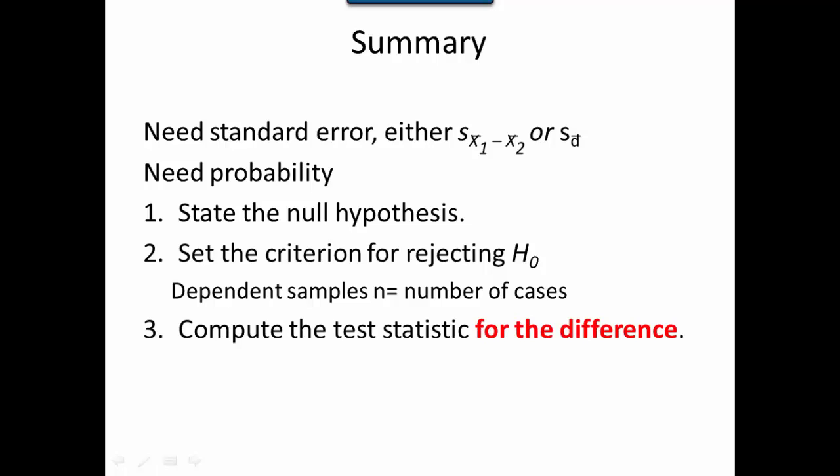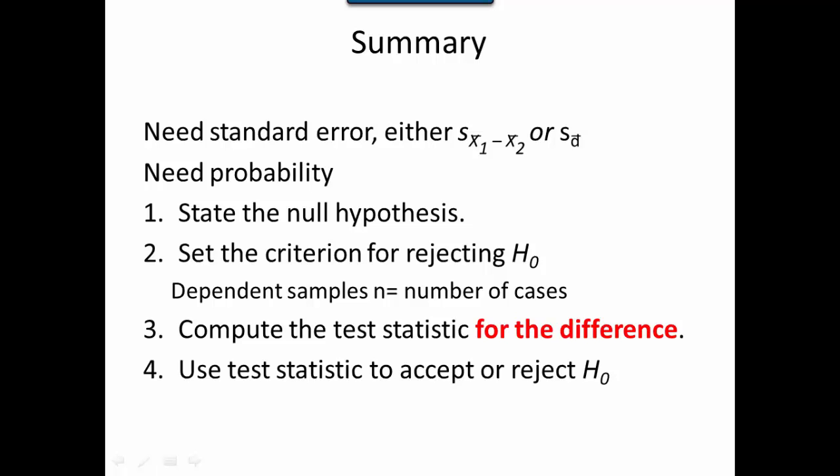Finally, you compute your test statistic for the difference or the change. And finally, you use that test statistic to accept or reject the null hypothesis. If your test statistic is much larger in absolute value than your critical value from step 2, you reject the null hypothesis. Finally, you interpret the results, giving the reader the information that you found.